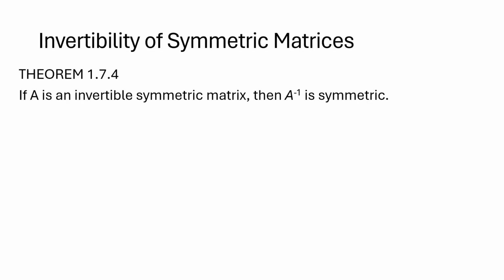So we have invertibility of symmetric matrices. In general, a symmetric matrix need not be invertible. For example, a diagonal matrix with a 0 on the main diagonal is symmetric but not invertible. However, the theorem shows that if a symmetric matrix happens to be invertible, then its inverse must also be symmetric, which is theorem 1.7.4: if A is an invertible symmetric matrix, then the inverse of A is symmetric.